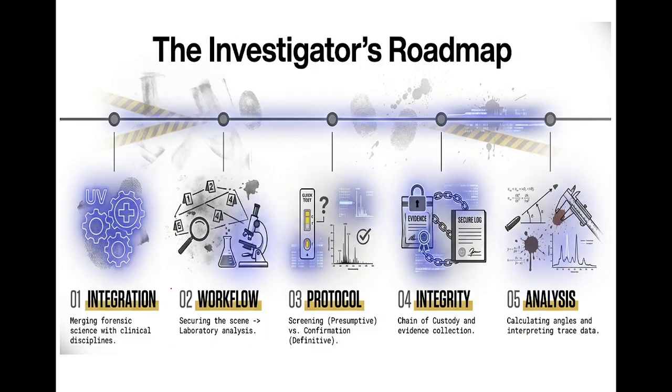What is the investigator's roadmap? So we as forensic scientists, applied forensic scientists in clinical labs, we're not going to a crime scene. The crime scene is all police work. But what we do, merging forensic science with clinical discipline, is secure the scenes in laboratory analysis. We send the evidence to laboratory analysis, and the tests we do are presumptive and confirmatory.